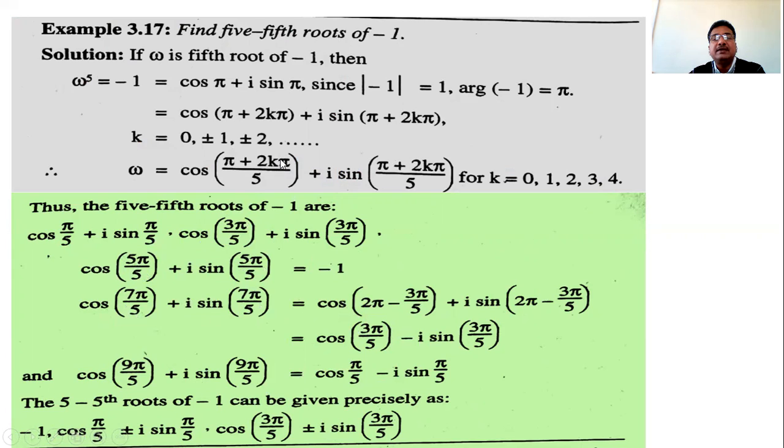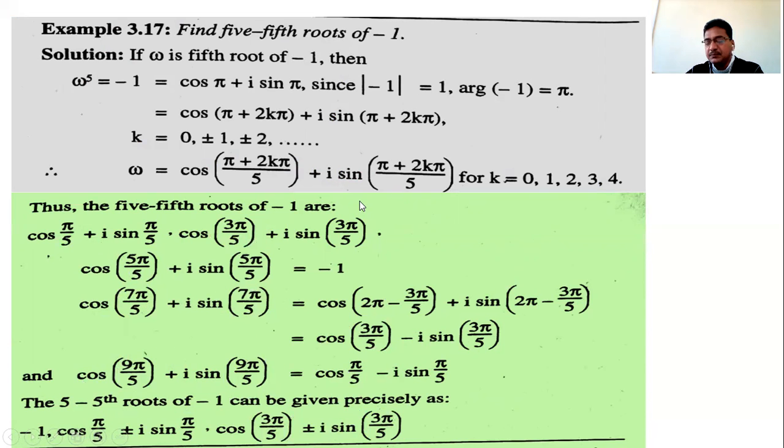So 4 into 2, 8 pi plus pi is 9 pi by 5 plus i. No need to simplify it, it can remain as it is. So these are the 5 fifth roots of minus 1. The first is this, the second is this, the third is this, which means minus 1, the fourth is this and the fifth is this. So write that answer. Either write the simplified answer or write these as the final answer.